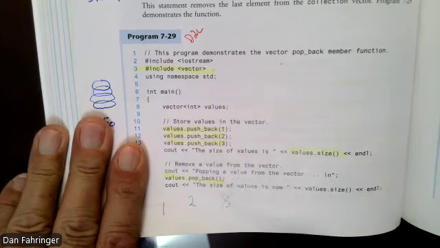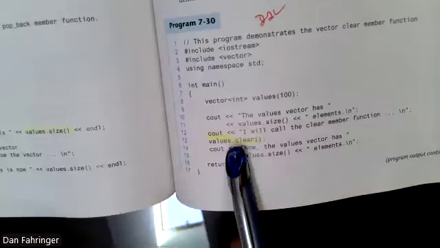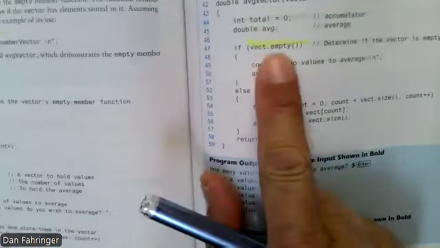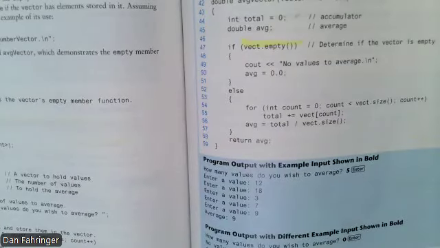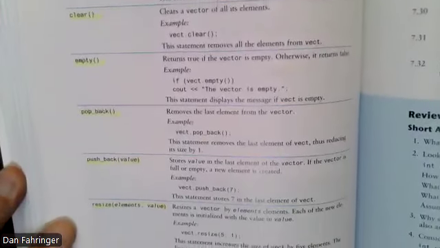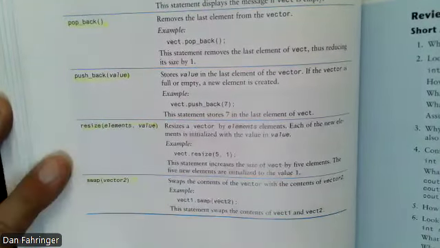Okay, so we saw dot size. That was a function written for vectors. Check this out. Dot clear, another function that goes along with vectors. We have dot empty, to find out if it's empty or not. So a bunch of stuff is already written for us, and it's all ready for us to use. And even in the book, page 448, we have the clear, the empty, the pop back, the push back, resize. Swap, nice. Swap two vectors, a whole bunch of different things going on.